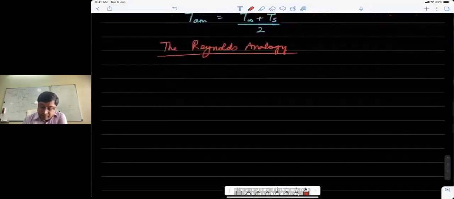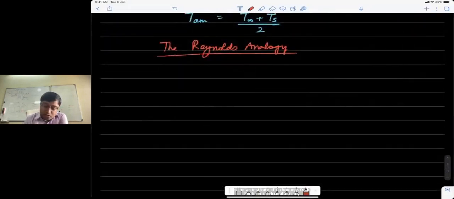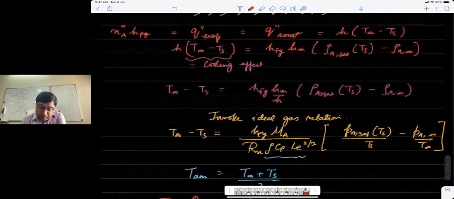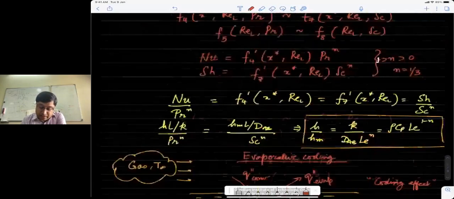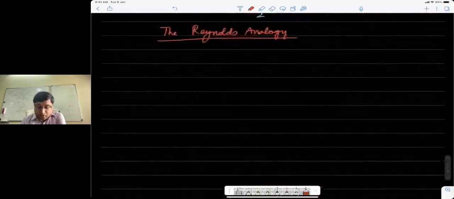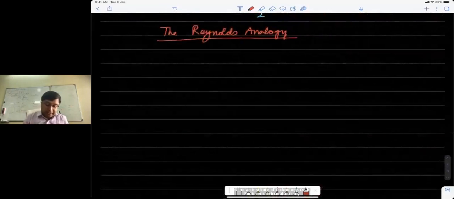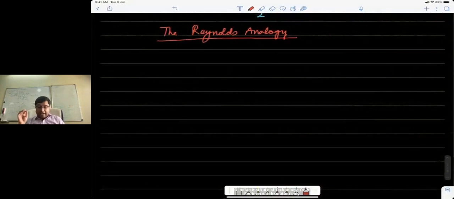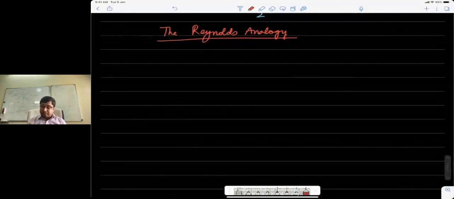Now, going to the Reynolds analogy. So I have spoken so much so far about the analogy between heat and mass transfer. Now, I will talk about some more analogies, and this time analogies of momentum transfer, heat transfer, and mass transfer all together. And that is very interesting.